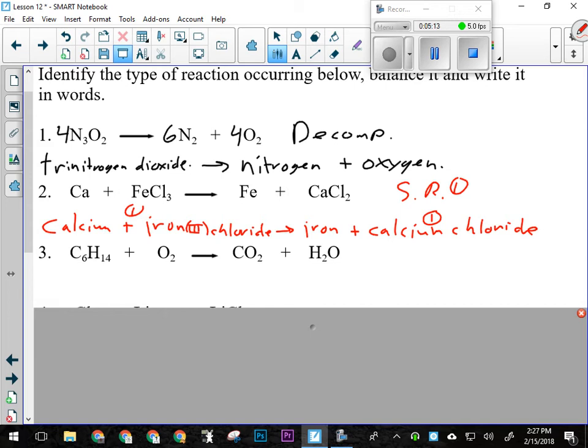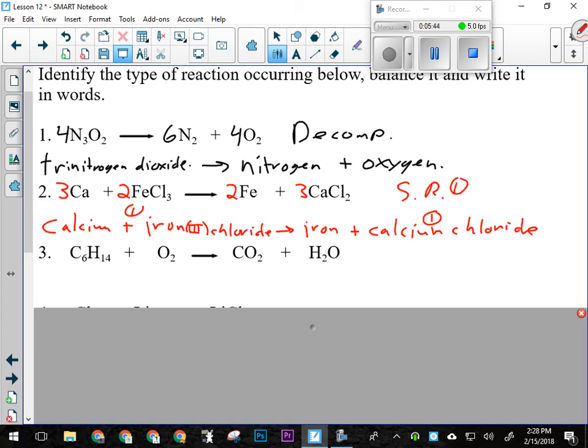So to balance this, I'm going to start with chlorine because it's present in the largest number. 3 on this side, 2 on that side. Lowest common multiple is 6. All right, so I'm going to put a 2 here and a 3 there. The 3 gives me 3 calcium, so I've got to go back over here and make sure I have 3 calcium. This 2 gives me 2 irons, so I need to make sure there are 2 irons over there. All right, questions on that one?